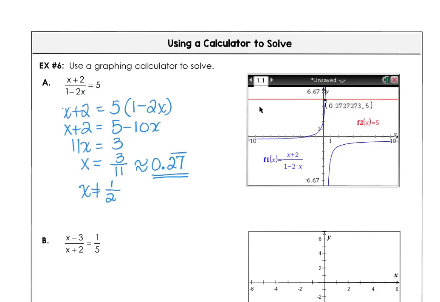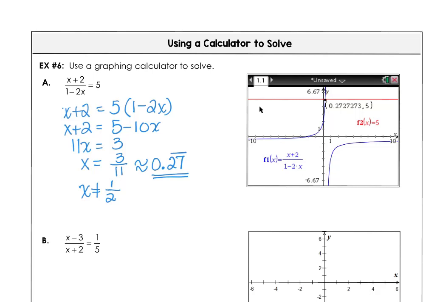So I graphed the function. You can see x plus 2 divided by 1 minus 2x. That's our blue graph here. And you can see this restriction at 1/2. We would not have any values at x equal 1/2. That's a vertical asymptote. You can see that there on the graph.